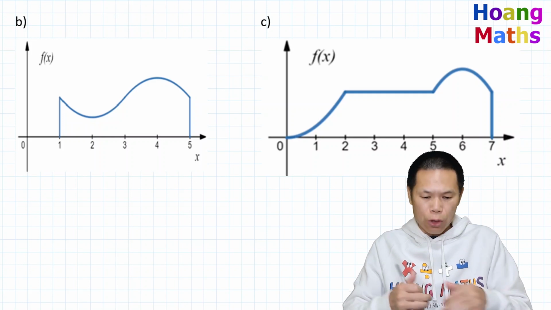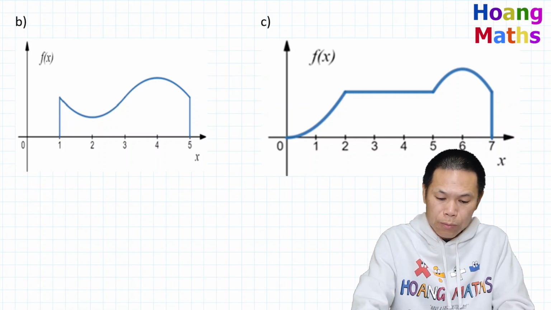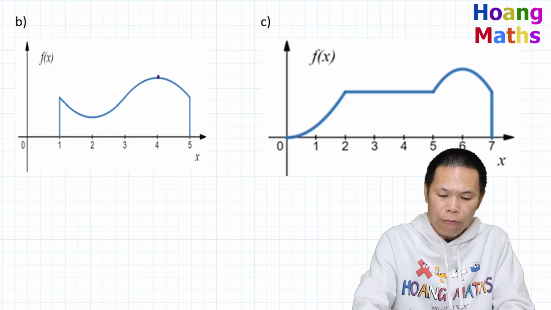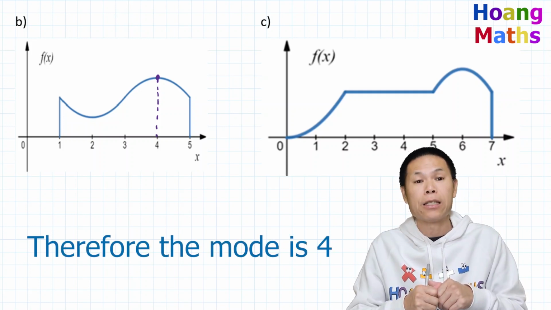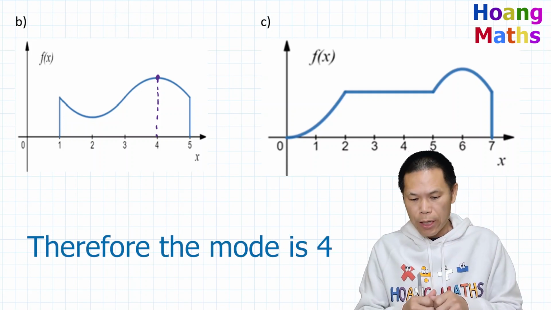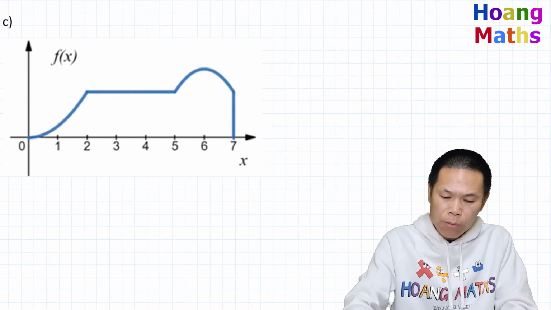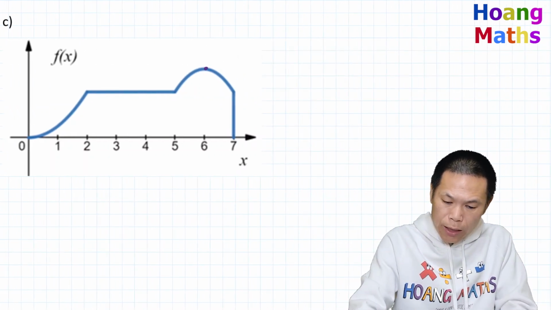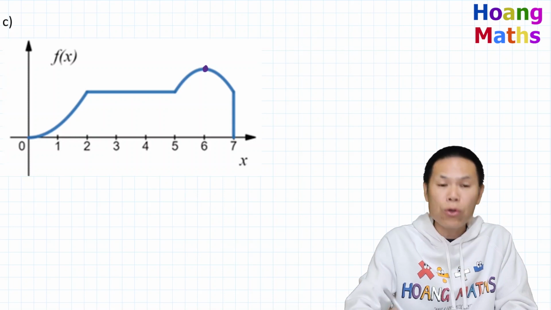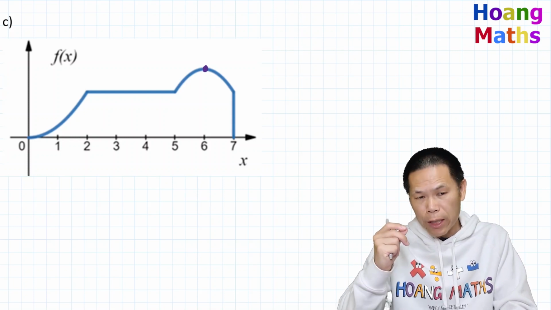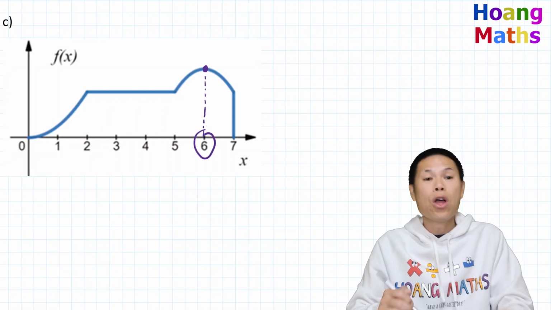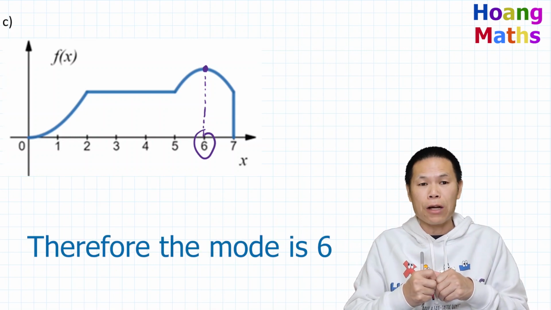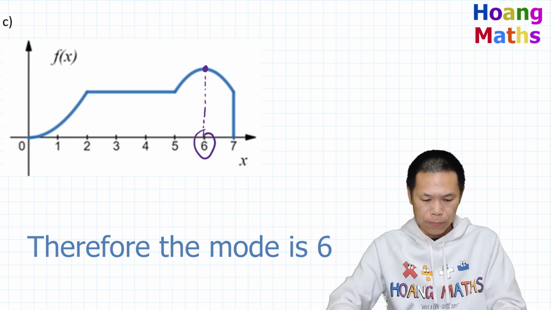So part B. We know that the maximum turning point, or the maximum f(x), is at this point here. Therefore, the mode of this probability density function is 4. And part C, the maximum value is at this point here. This will give you the maximum value of f(x), so for the mode we look down here. Therefore, the mode of this probability density function graph is 6.